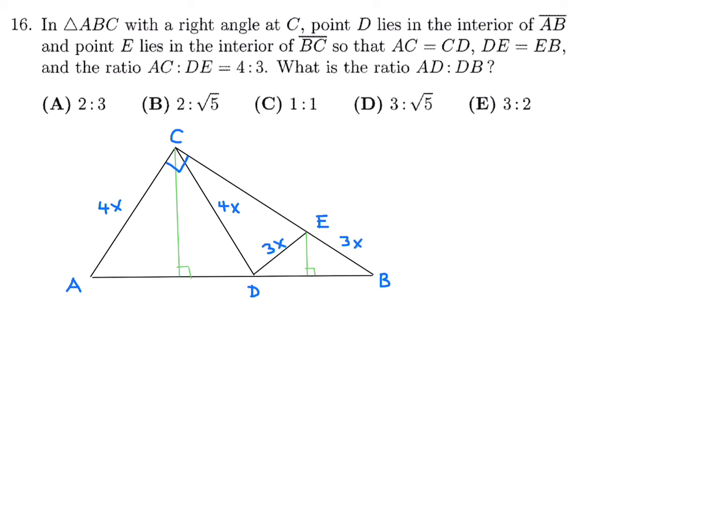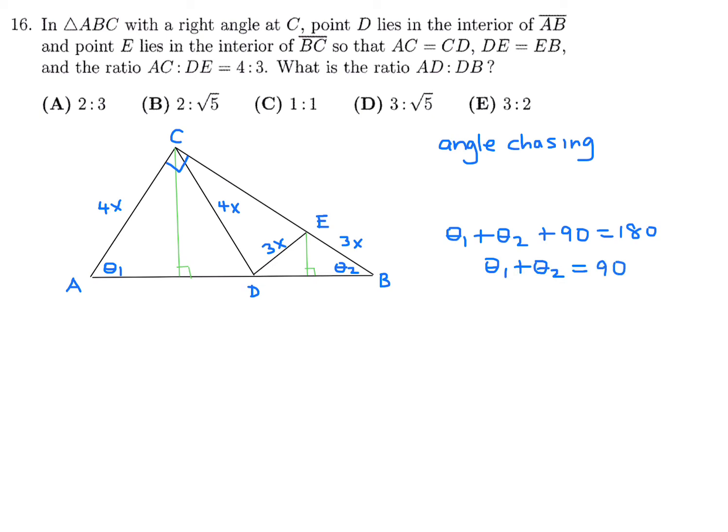All right. Now we have to do a little bit of angle chasing, not too much. If I label this angle, say theta 1, and this theta 2, this is 90 degrees right here. So that means theta 1 plus theta 2 plus 90 equals 180. So that means theta 1 plus theta 2 is equal to 90. Now this is an isosceles triangle right here, since 4x and 4x are the two sides. So that means this is theta 1 also, that angle. Very similarly, that's an isosceles triangle, so this angle is theta 2.